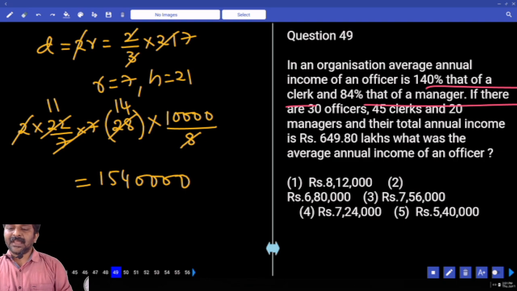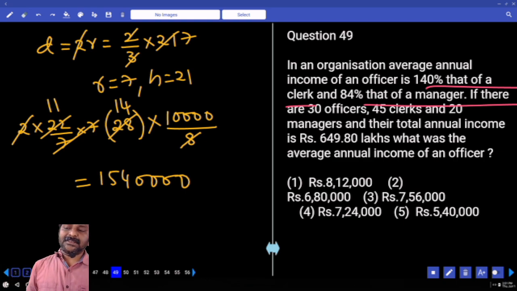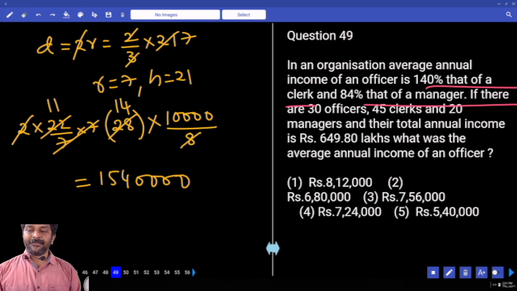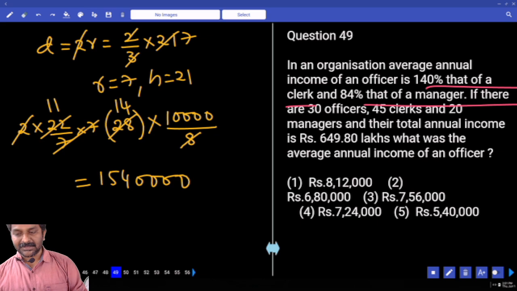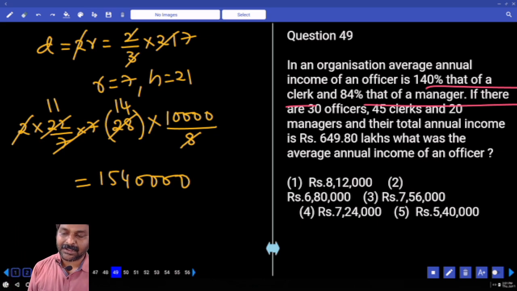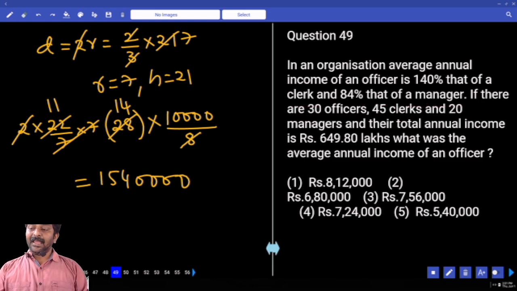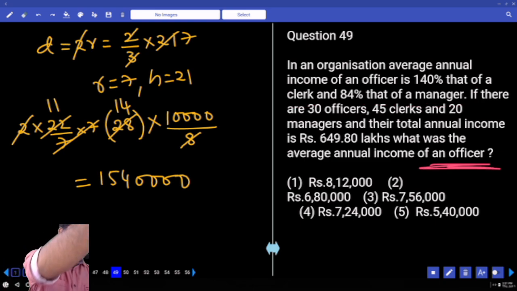In an organization, average annual income of an officer is 140% of that of clerk and 84% of the manager. If there are 30 officers, 45 clerks, 20 managers, and their total annual income is 649.80 lakh. What was the average annual income of an officer? That means per officer, right?